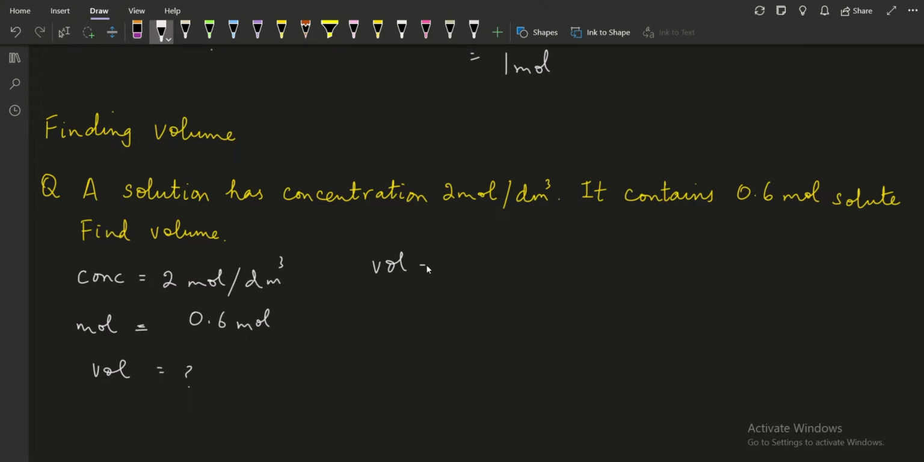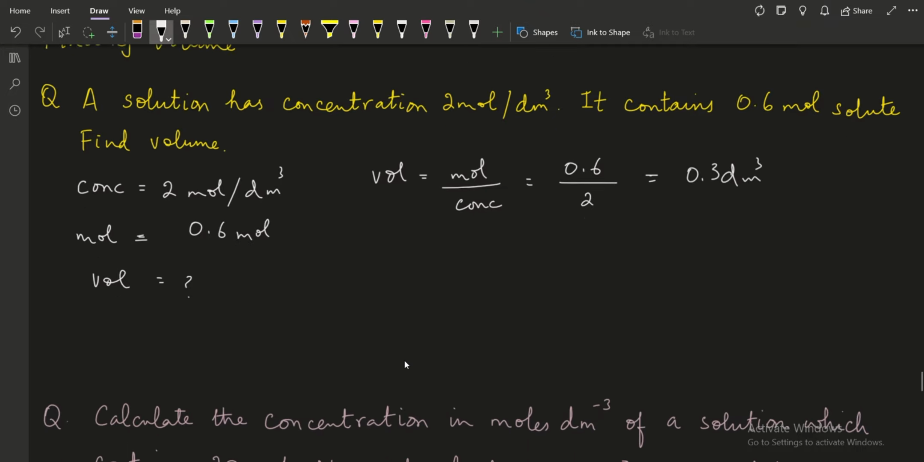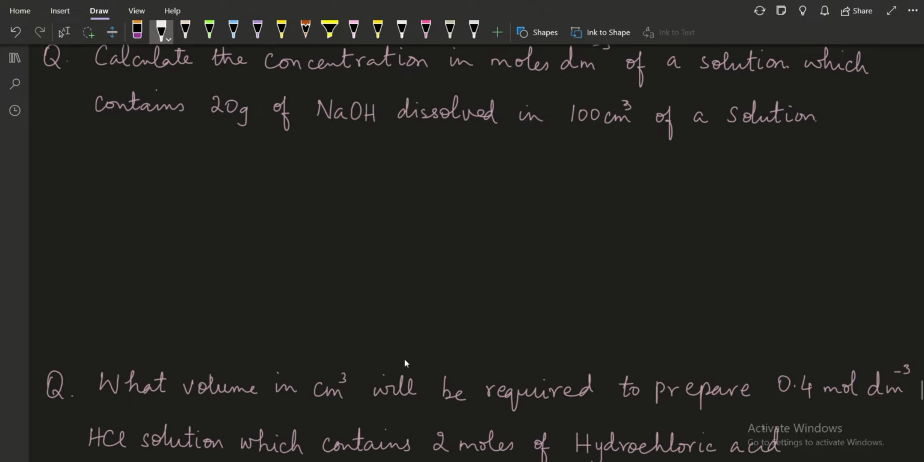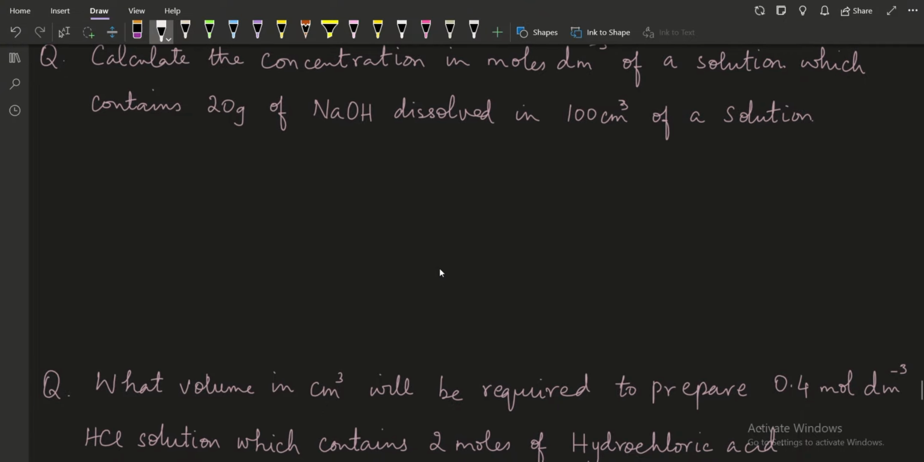Now the formula for volume is moles divided by concentration, and the number of moles is 0.6 divided by the concentration, which is 2, so the volume will be 0.3 cubic decimeter.